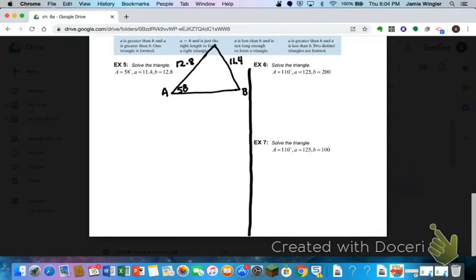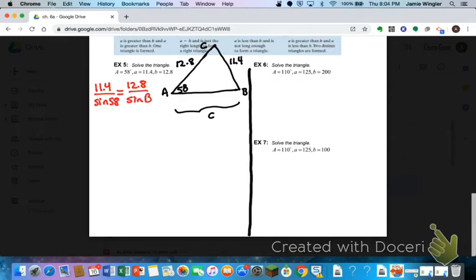So now I need to solve the triangle. Those directions mean find all the missing parts. So I need to find angle C, and then I need to find side C. I'm going to go about that just like I did the other problems in this packet, and I'm going to put 11.4 over the sine of 58 and set it equal to 12.8 over the sine of B.